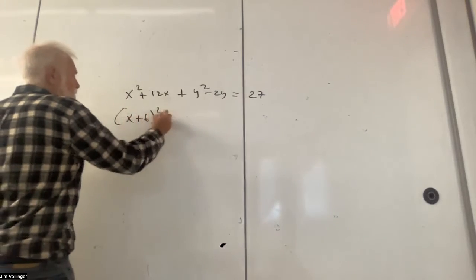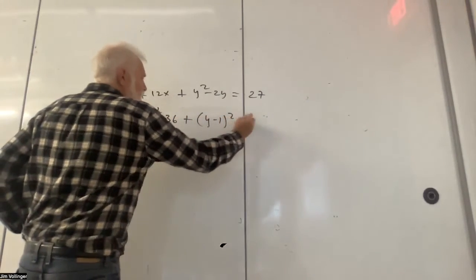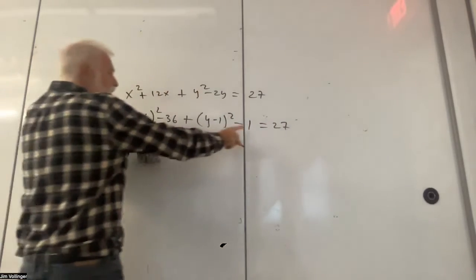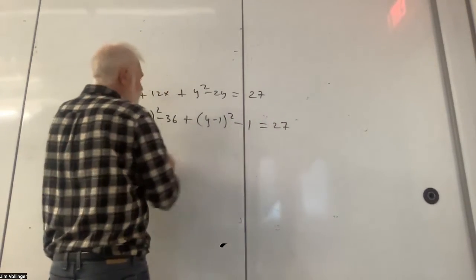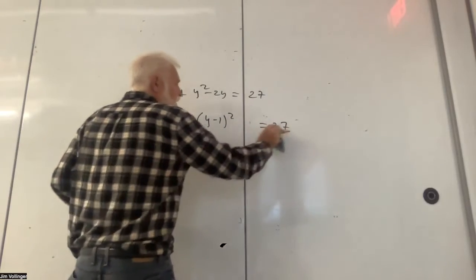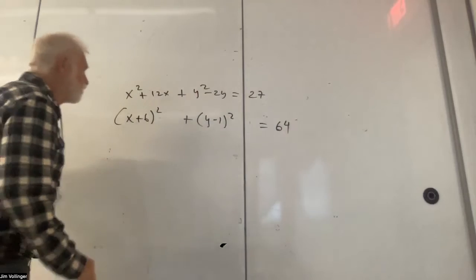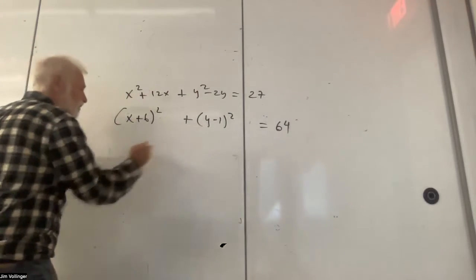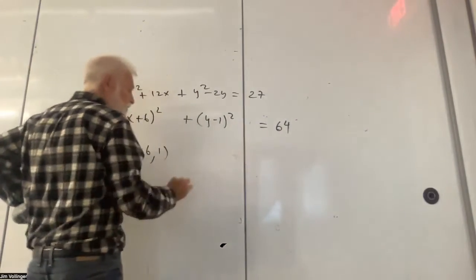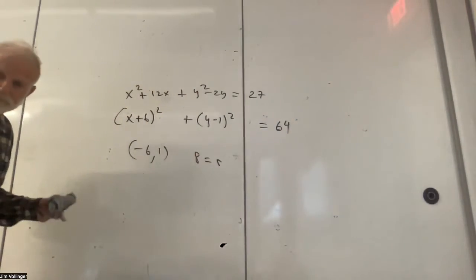x plus 6 squared minus 36 plus y minus 1 squared minus 1 equals 27. I believe if I move these over, 37 and 27, I believe it's 64. So I'm going to move that. I'm going to move that. I'm going to call that 64. And can you tell me the center of the circle? I hope you said -6, 1. That's the center. Square root of 64 is 8. That's your radius.